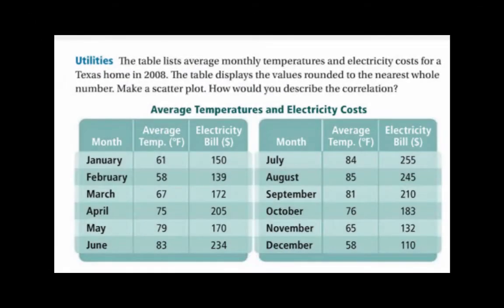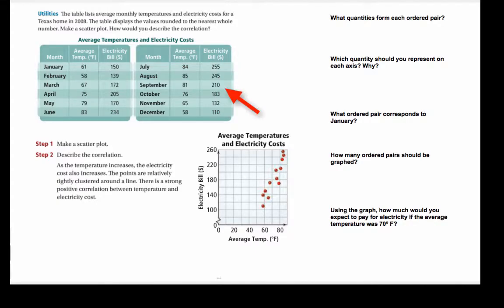Okay, so let's take a look at an example here. The table below lists average monthly temperatures and electricity costs for a Texas home in 2008. The table displays the values rounded to the nearest whole number. Make a scatter plot. How would you describe the correlation? So here we have a bunch of data. Each one of these data points is going to represent a month. And our two variables in this situation are average temperature and electricity bill in dollars.